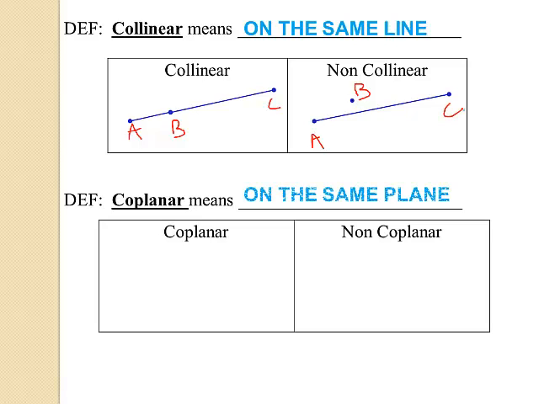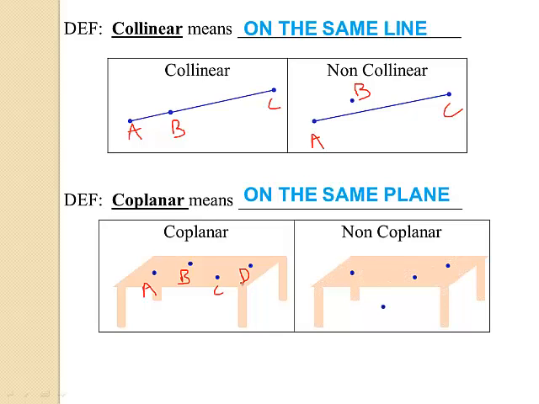Coplanar, just like collinear, means on the same plane, so on the same flat two-dimensional surface. So if you have points on a tabletop, for example, A, B, C, and D, those would be coplanar points. So let's say B fell off the table. You could technically say that this is a non-coplanar point. So C, D, and B fell off. So B would be a non-coplanar point.